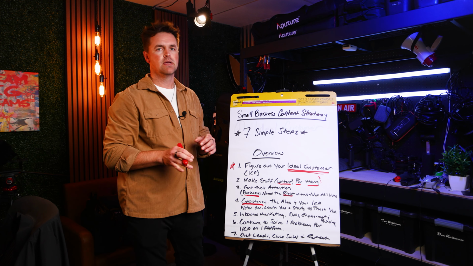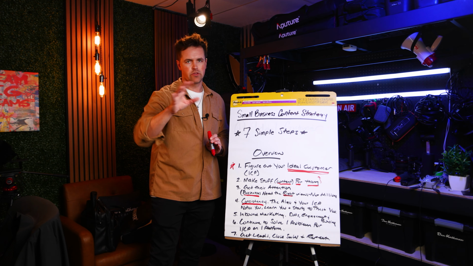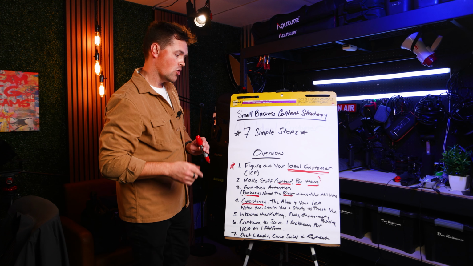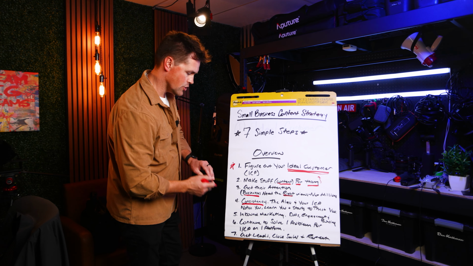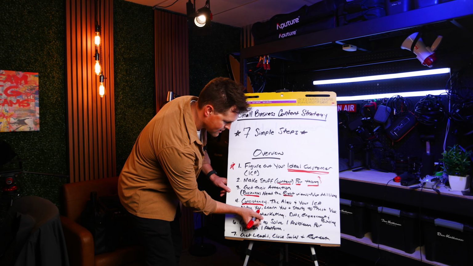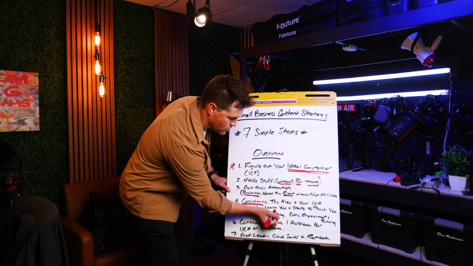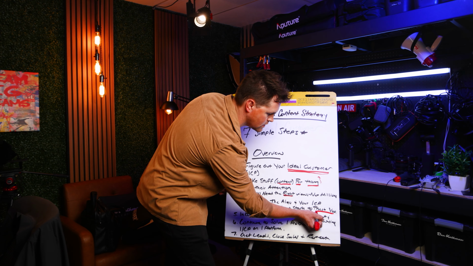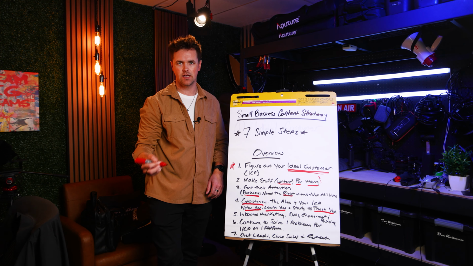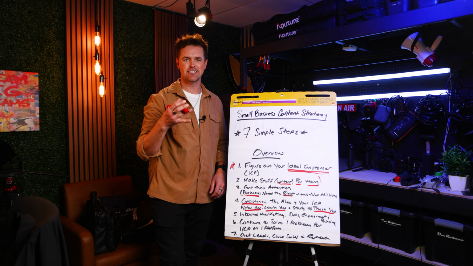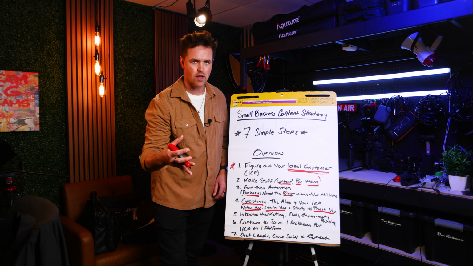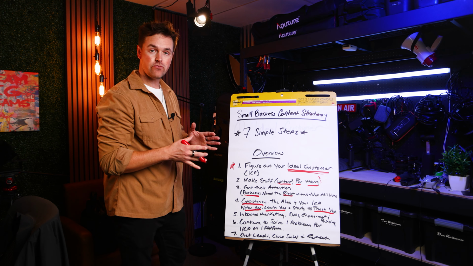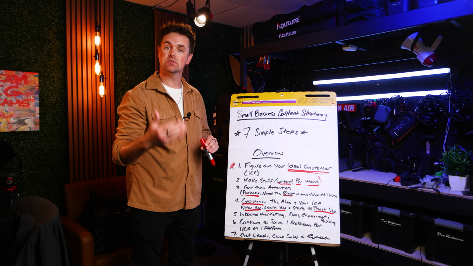Consistency, and here's why. Because the algorithm on whatever platform you're on and your audience, your ICP, will start to notice you, understand you, learn you, and they'll start to trust you. Content marketing is about gaining trust. It's about getting people's attention, getting them to follow you, and that just takes time and repetition.